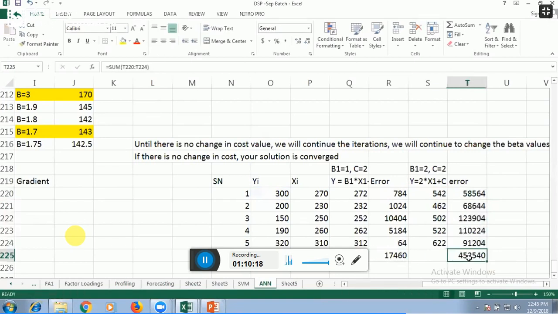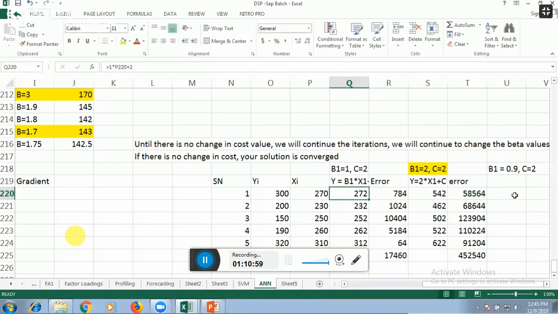Now, did my error increase or decrease with this value? It increased. So that means this cannot be a solution. The solution has to be lesser than this value, so I will not try any beta value greater than 2. I will try less than beta 1. Beta 1 equal to 0.9 and the constant, assuming, 2. So now I can get the values.